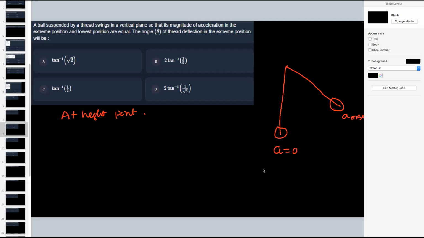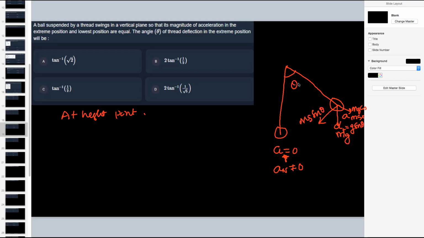But which acceleration? Yes, the acceleration in the normal direction; the tangential direction is 0. But the normal acceleration is not equal to 0. Similarly, here also, tangential acceleration is given by g sine theta. Do you know this? Why? The mg is acting along this direction. This can be split into two components: mg cos theta and mg sine theta.